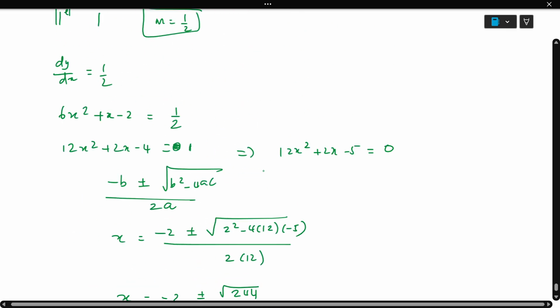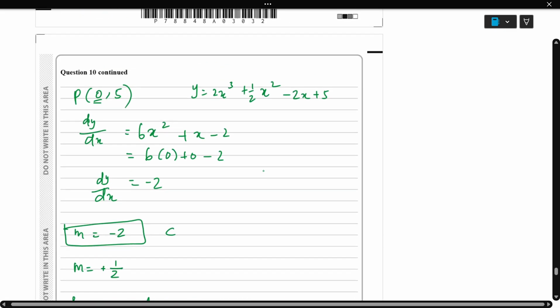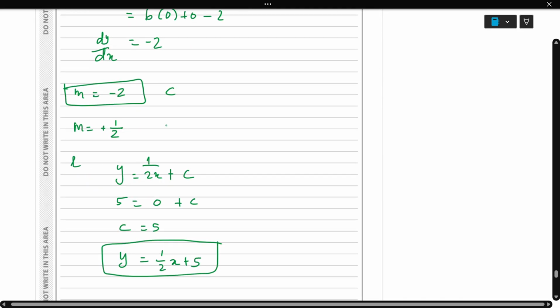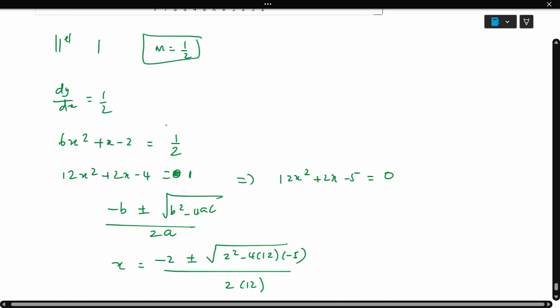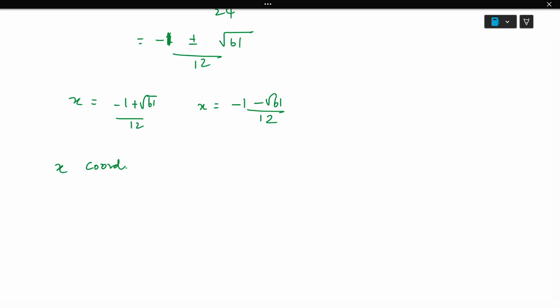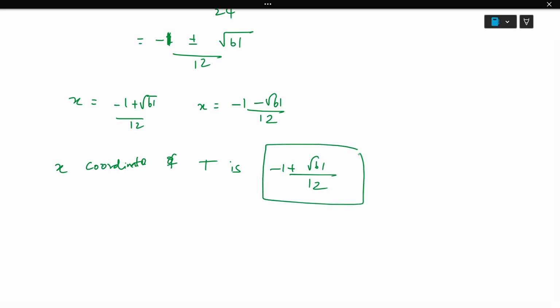Now we go back to the question. The question says the x coordinate of T is positive, so we are picking only the positive value. So the x coordinate of T is minus 1 plus square root of 61 over 12. This is the final answer. This is the last question.